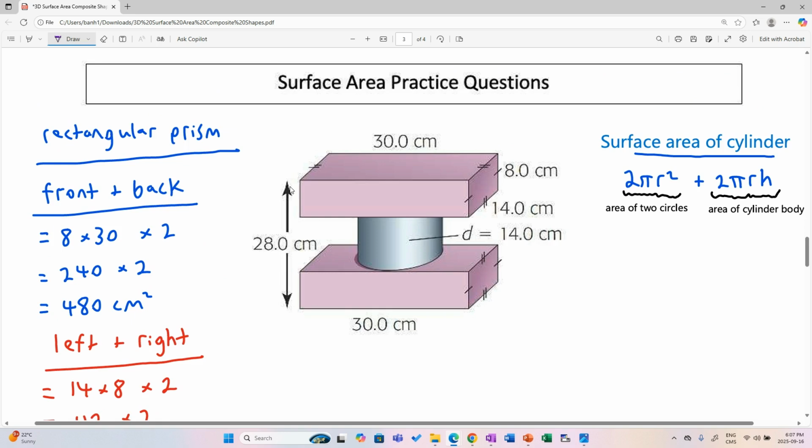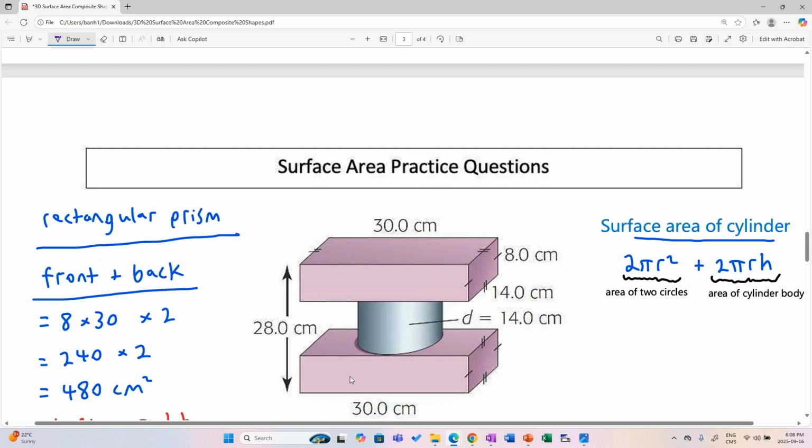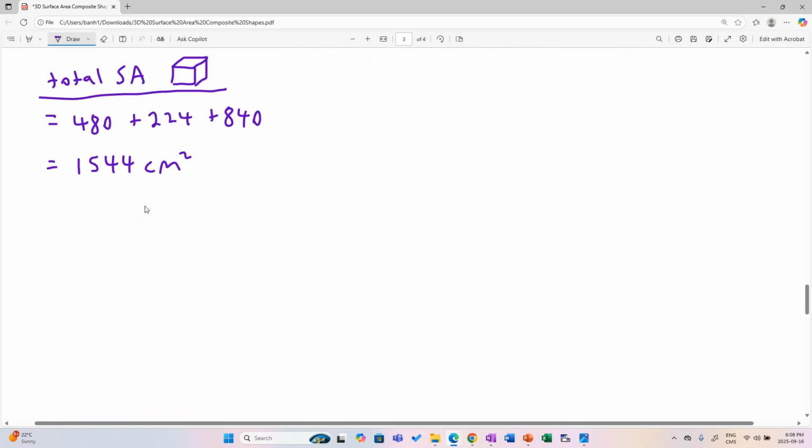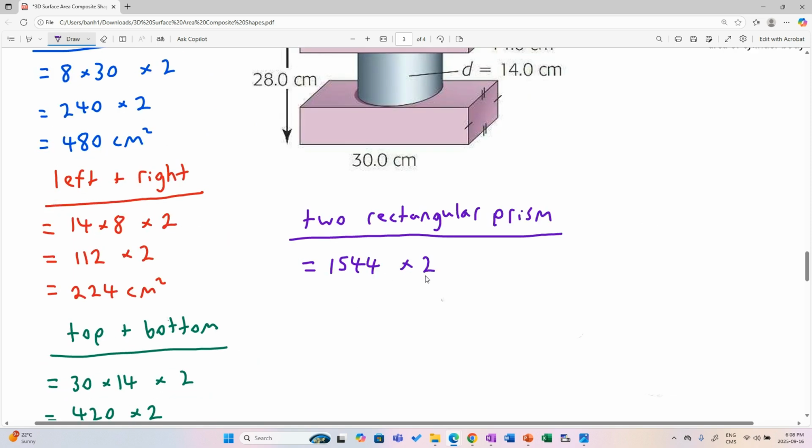But now I found the total surface area of one rectangular prism. What about the other one? For two rectangular prisms, because I have two of them, I simply take the total surface area of one rectangular prism and multiply it by 2. And upon doing so, I should get 3088. Okay, I now found the surface area of two rectangular prisms.